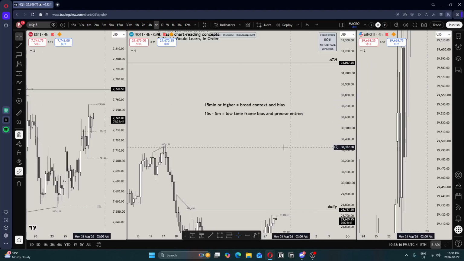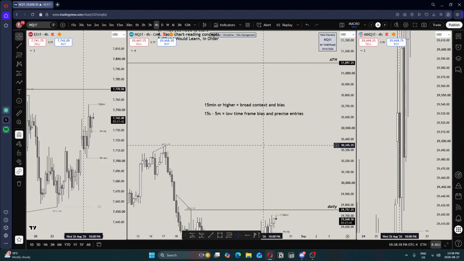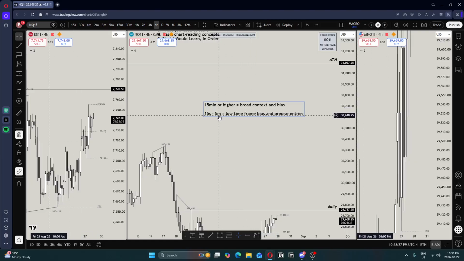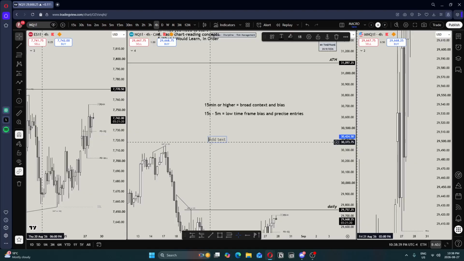This is just a rule of thumb, but this is not necessarily always the case. Everybody is different. Me personally, I don't enter on anything above the 1-minute time frame, so all of my entries are taken on the 1-minute time frame and below, not lower than the 15 seconds. So my time frames that I use for entry are the 15-second to 1 minute.